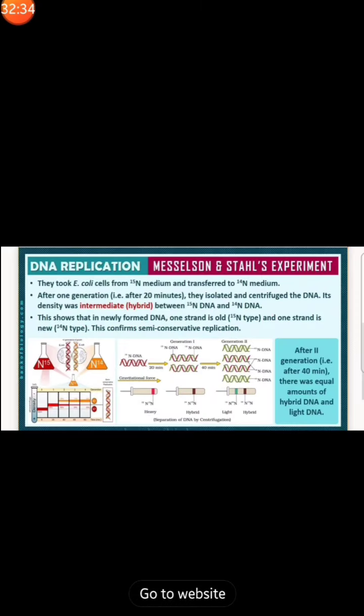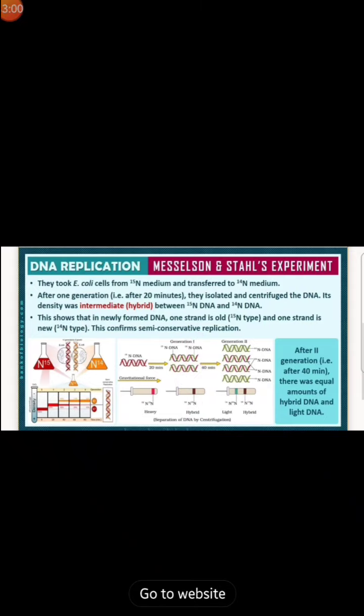So I hope you understood the experiment and why they have done it. By this experiment it was very clear, just by looking at the result, that DNA replication is the semi-conservative model. If it was the conservative model, then you would never observe this intermediate band, so it was clear that it is not the conservative model.